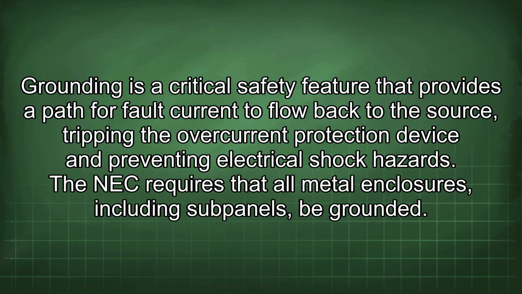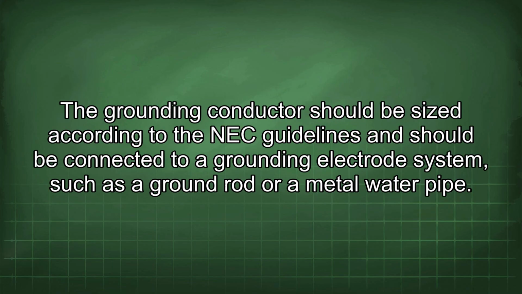Grounding is a critical safety feature that provides a path for fault current to flow back to the source, tripping the overcurrent protection device and preventing electrical shock hazards. The NEC requires that all metal enclosures, including subpanels, be grounded. The grounding conductor should be sized according to the NEC guidelines and should be connected to a grounding electrode system such as a ground rod or a metal water pipe.